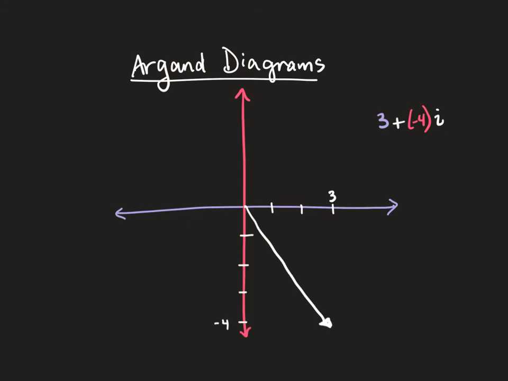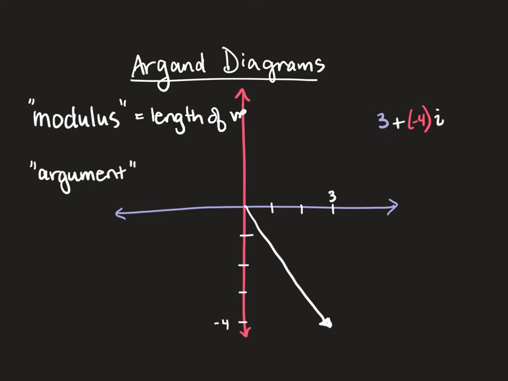Other important things that we're going to run into with Argand diagrams is that they overlap with something called polar coordinates, which I'm going to get to in a little bit. But the things that you're going to care about here are the modulus and the argument. And these are just fancy words for other things you are already super familiar with. The modulus is the length of the vector, and the argument is the angle from the real axis.